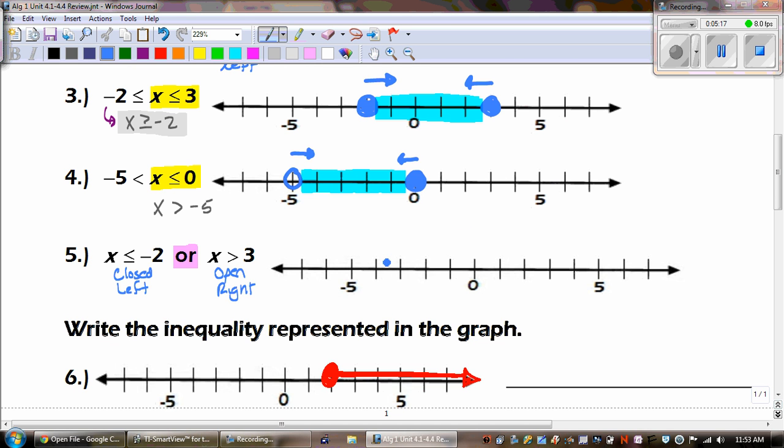All right, so at -2, closed, and we shade to the left. And at 3, we're open, and we shade to the right. Okay, so I'm going to make sure that when it goes on and on forever, that we have those arrows. Right? And the nice thing to know, when we see this or, that's when we're going to have a break in the graph. Okay?